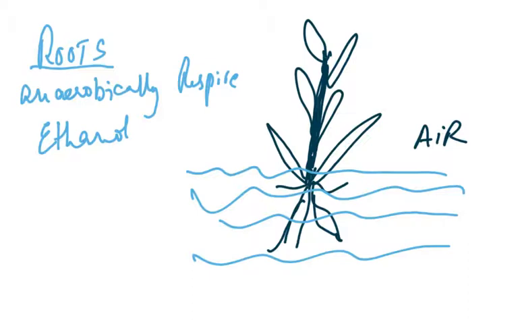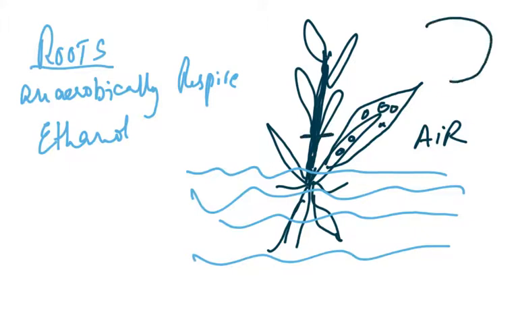So what we see is, number one, a lot of air spaces inside the leaves. The leaves also have air spaces in them, more than the normal leaf. And then the stem also has air. If I take a section of the stem, you see a lot of air spaces in it.